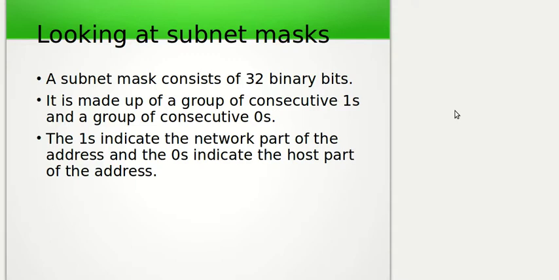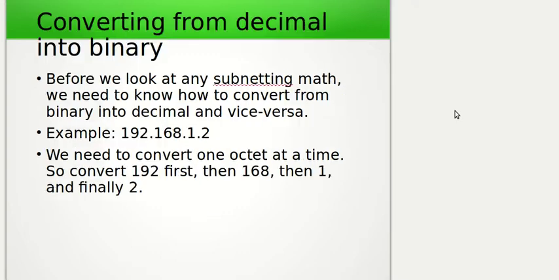So a subnet mask consists of 32 binary bits, which can be represented in a slash notation or dotted decimal, and they're made up of a group of consecutive ones and a group of consecutive zeros. And like I said before, it's the ones which indicate the network part of the address and the zeros which indicate the host part. Now, before we can look at subnetting, we need to understand how to go from decimal into binary and vice versa.